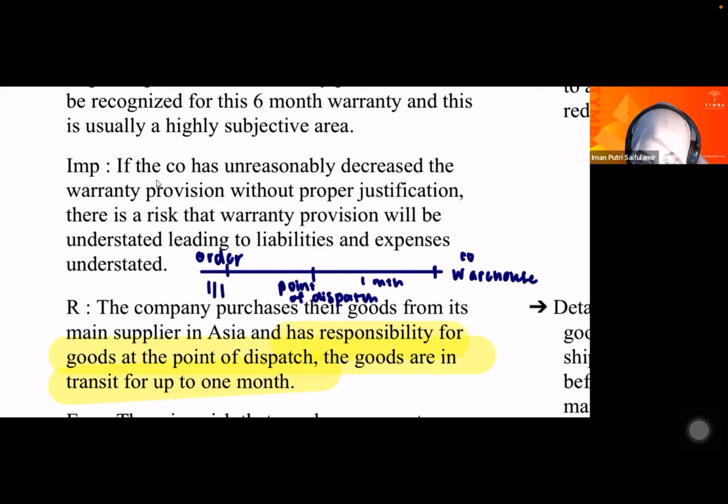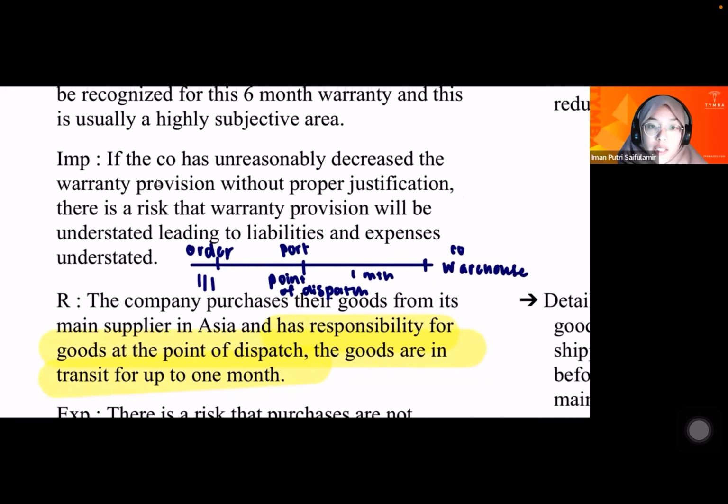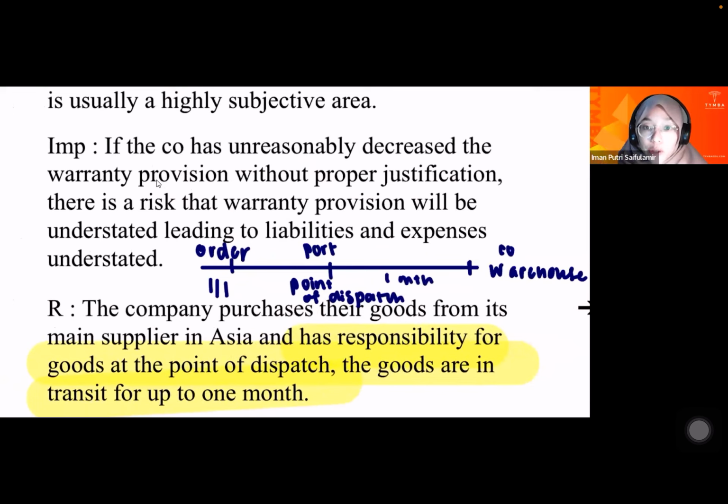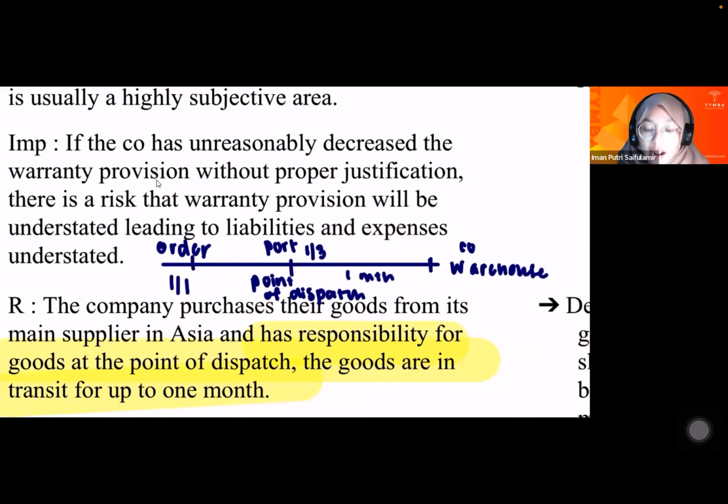The point of dispatch is maybe the supplier's port. For example, the items have just reached the port in China. Say we placed the order on the 1st of January, and they reached the port, the point of dispatch, on the 1st of March. Then after 1 month, from China's port, they finally arrive at the company's warehouse on the 1st of April. So among these three, when will we recognize these purchases?